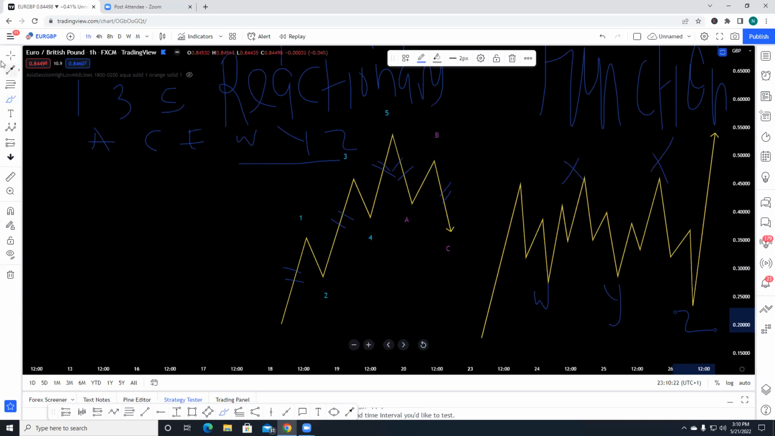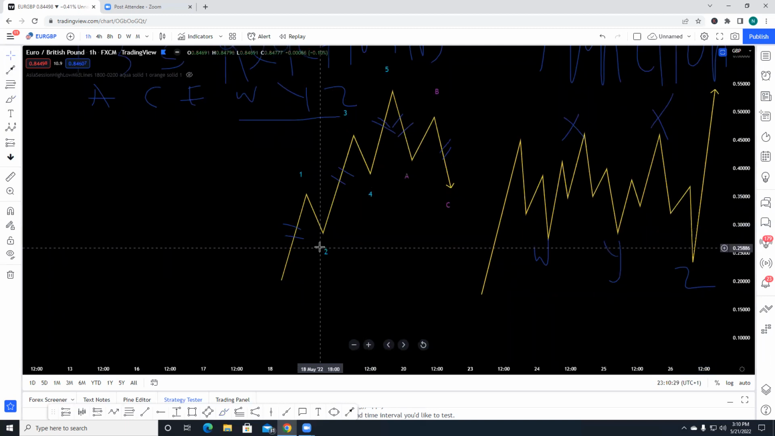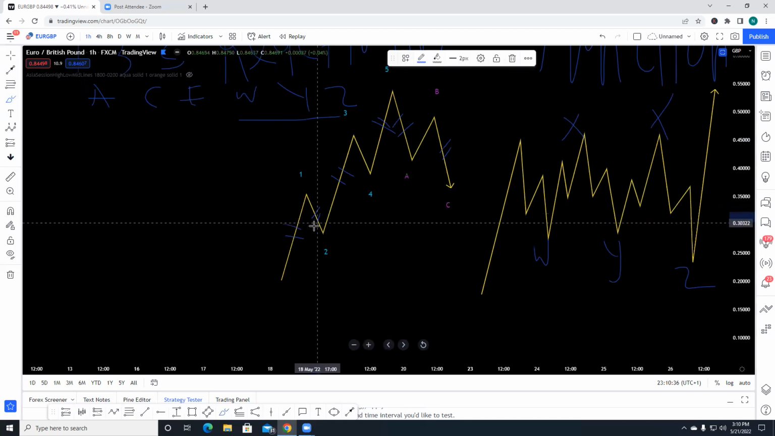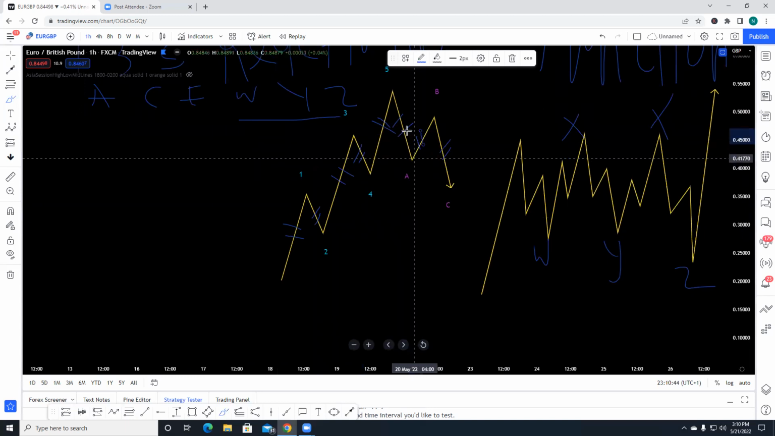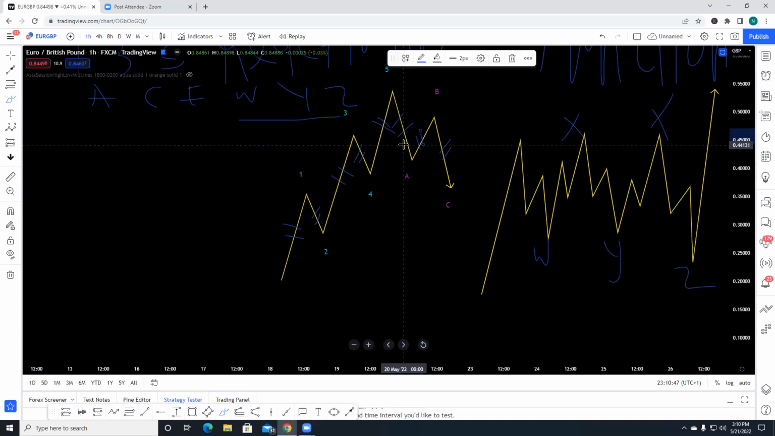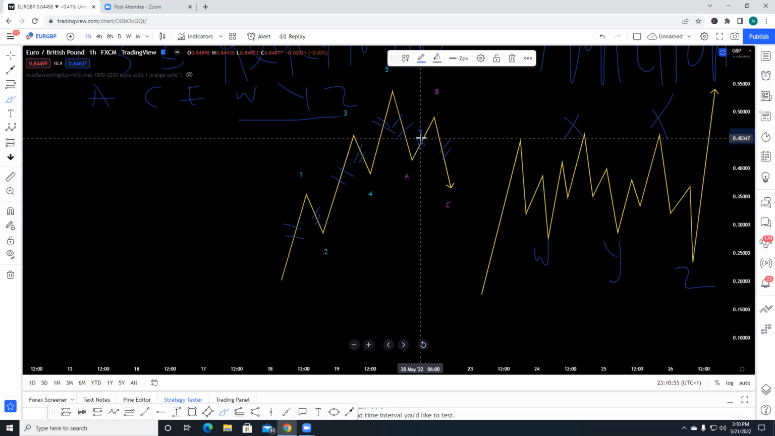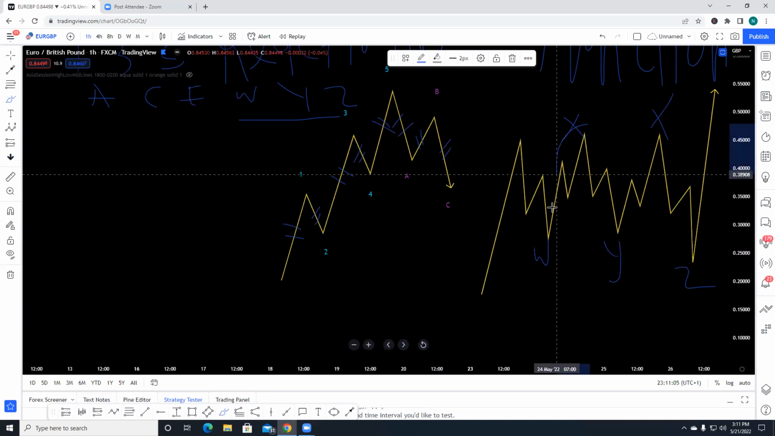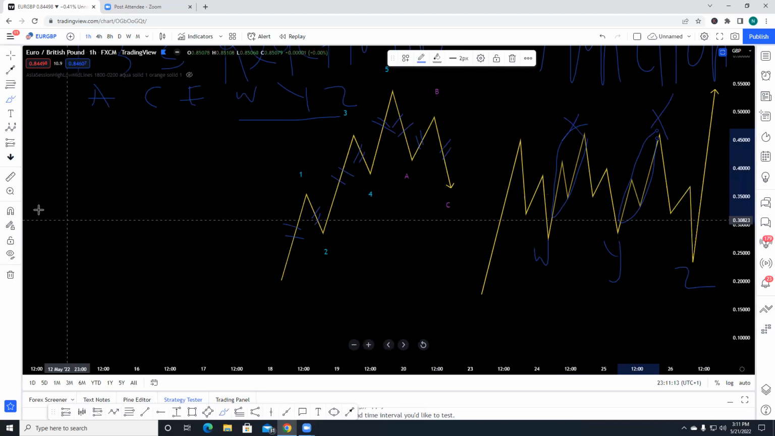Then you have reactionary waves. A wave can function as an actionary wave and it can also function as a reactionary wave. What are those reactionary waves? These are waves that are reacting to the impulses. Like wave 2 is reacting to the impulse. Wave 4 is reacting to the impulse. Wave B is reacting to this impulse from wave A. Can you see? So wave 2, wave 4, wave B, and then wave D of a triangle, and then wave X of a WXY. All these wave X here, they are reactionary. Do you understand?